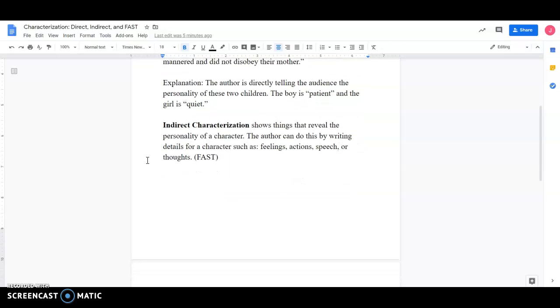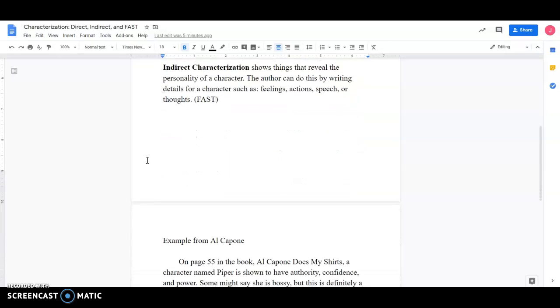Now, indirect characterization is what we're looking for and what we're focusing on. Indirect characterization shows things that reveal the personality of a character. The author can do this by writing details for a character, such as their feelings, their actions, their speech, which is dialogue, or their thoughts. Through these details, the reader has to think, oh, this character said this, so this character is shy, or, ooh, this character is feeling this, so this character is depressed. Through the details for feelings, actions, speech, and thoughts, the author reveals information about the character.